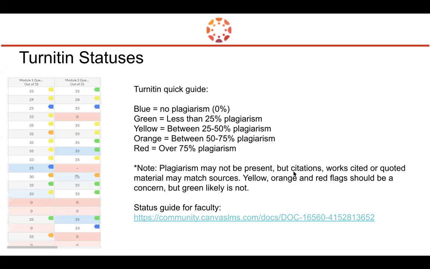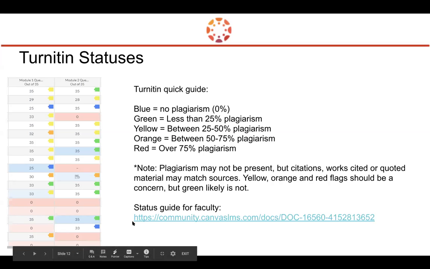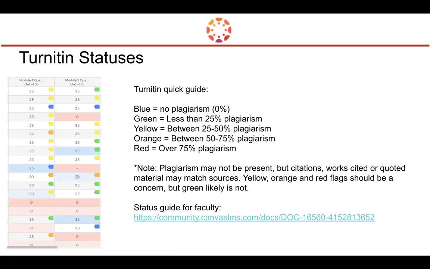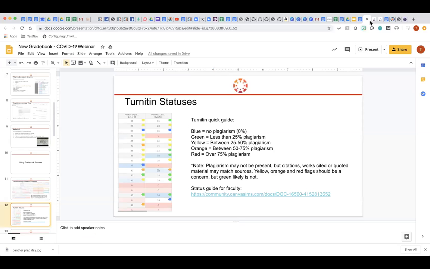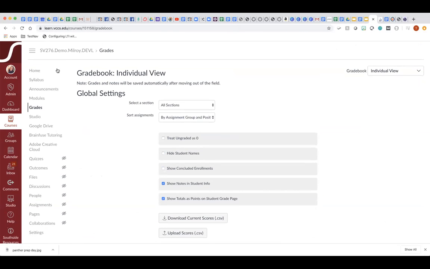So note that plagiarism may not be present despite what the flags indicate. If you don't carefully eliminate citations, works cited, or quoted materials that match sources, it is possible that you have a higher degree indicated by the flags than is actually present. You will have access to these slides when this presentation is posted to our website, which we will get to. And I do recommend that you look at the status guide for faculty for Turnitin. But let's look at these real quick in the gradebook. So I'm going to go back to the regular gradebook view.